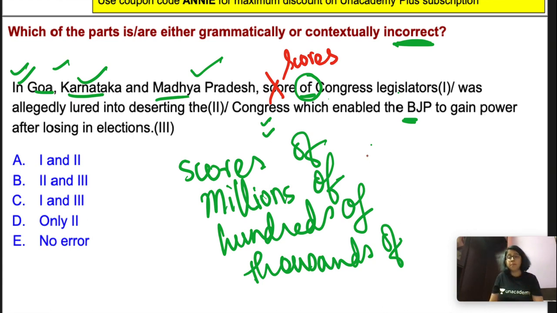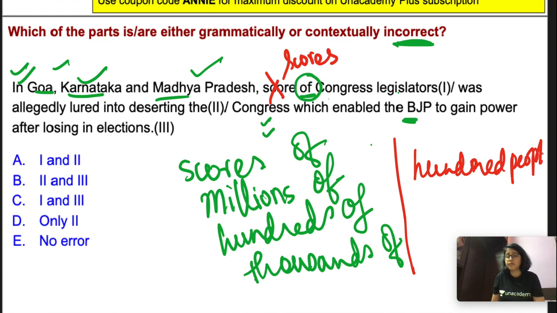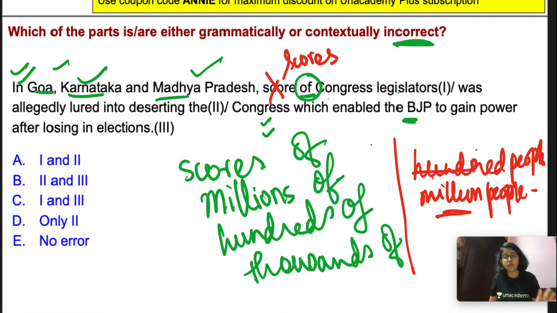Okay, when of is not present, then you have to keep it in the singular form, like 100 people, million people. Here you have to keep it in the singular form because of is not present. So scores of Congress legislators. Now this is plural, many Congress legislators, so this is a plural noun, so here you have to use a plural verb. Were lured, were plus V3. Why? Because here we do not know who lured them. The doer is not given, so this part is in passive voice. So were plus V3 has been used.